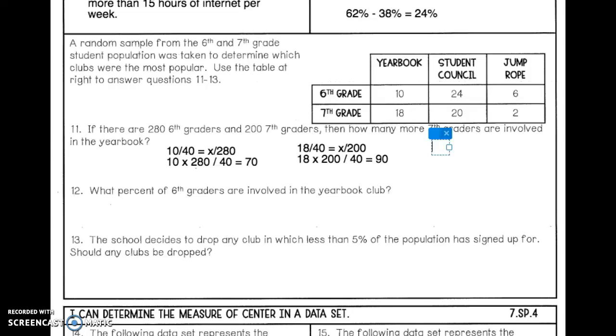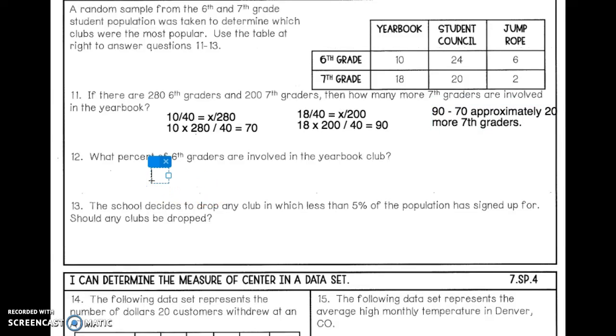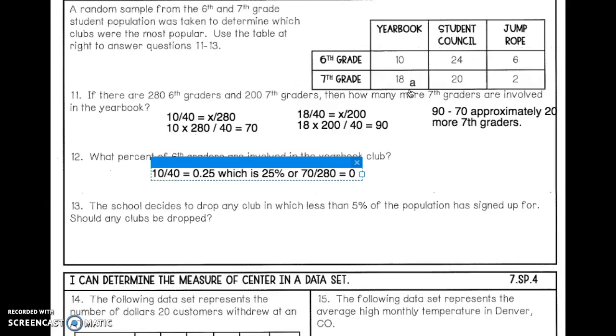So then finally, if we take 90 minus 70, approximately 20 more for 7th graders. Alright, so what percent of 6th graders are involved in the yearbook club? You could do 10 over 40, which gets you 0.25, which is 25%, or you could do 70 over 280, which gets you 0.25, which is also 25%.